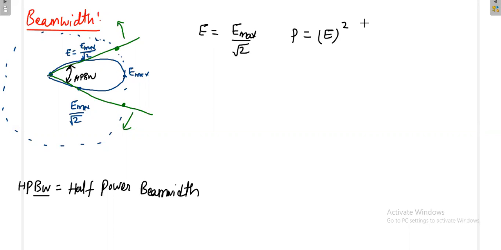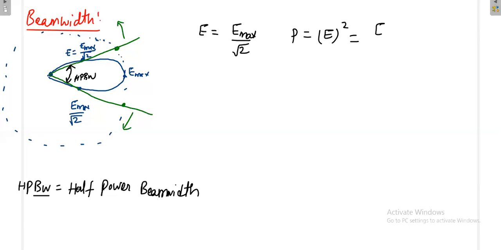Okay, power means always what? Electric field square. So everything I am mentioning here is RMS. Please imagine that whatever I am working with here is RMS. Once you have this much power here, if the electric field is E max divided by root 2, then if you simply square the electric field, what is the value?